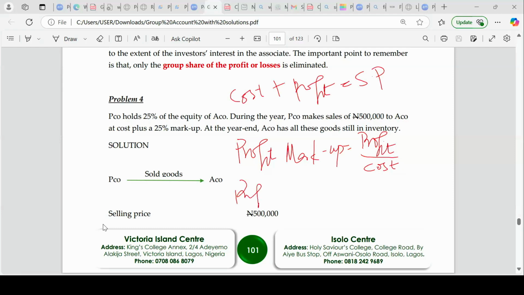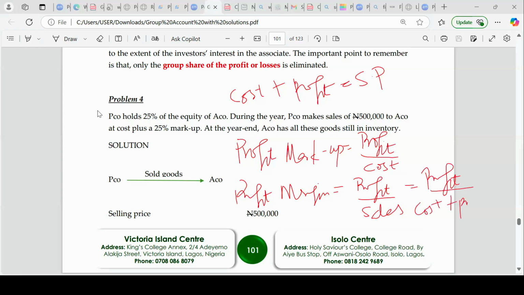But when they tell you profit is margin, margin is sales, so profit all over sales. Now, if selling price is cost plus profit, you will agree with me that profit margin is also profit over cost plus profit. Is this clear? You can use the chat box to say it is clear or not. I'm not seeing anything, so I will assume that it is clear to all of us.